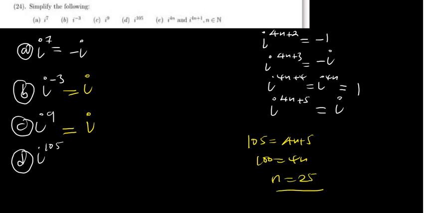So we see this is an integer. That means i to the power 105 is the same as i to the power 4n plus 5, which is equal to i.